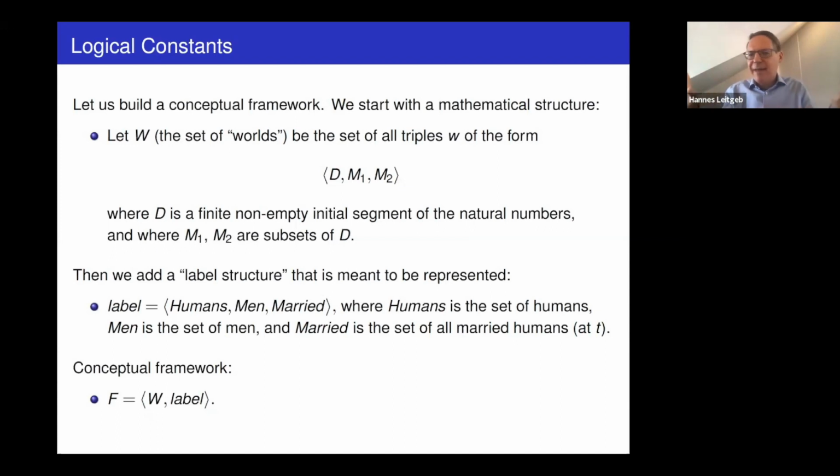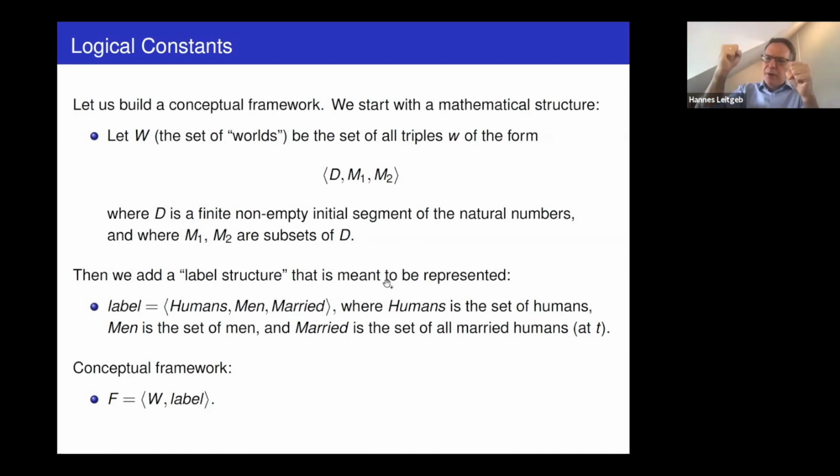Okay, nothing has happened as yet. We just built a set of worlds. Each world is a triple like that. And here we run combinatorially through all the possibilities, assuming that M1 and M2 are sets of natural numbers, and D is also a finite set of natural numbers.